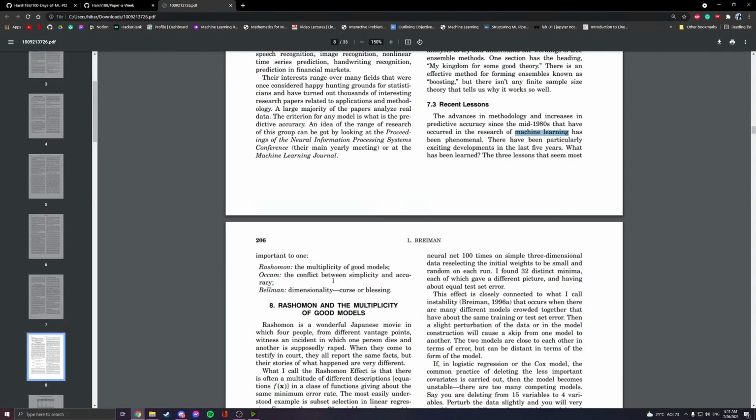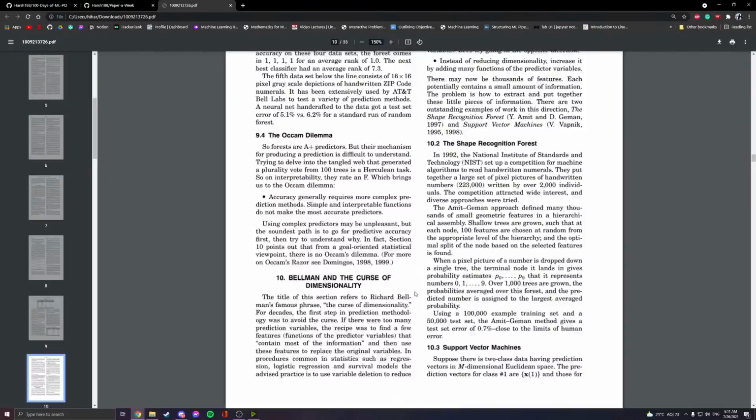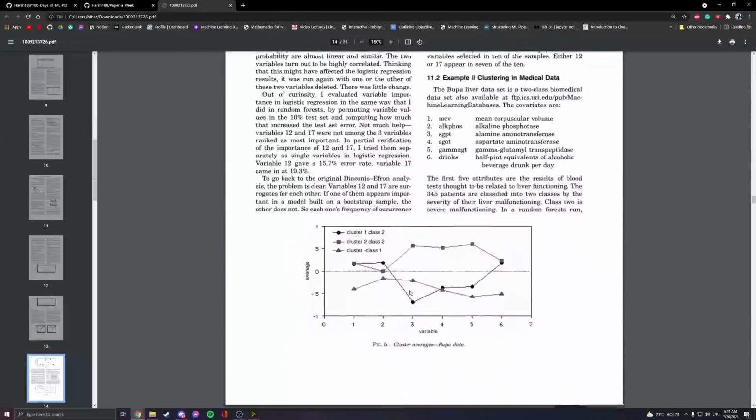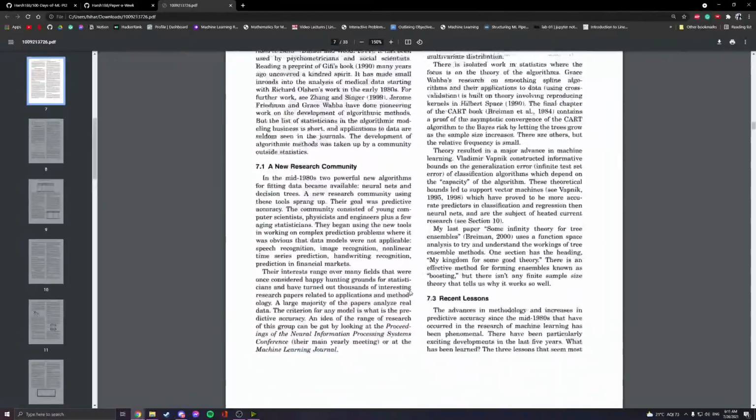And he talks about 3 lessons which are really important: the multiplicity of good models, conflict between simplicity and accuracy, and dimensionality, curse or blessing. So that would be the next few sections, but I'm going to wrap it up today with section 7.